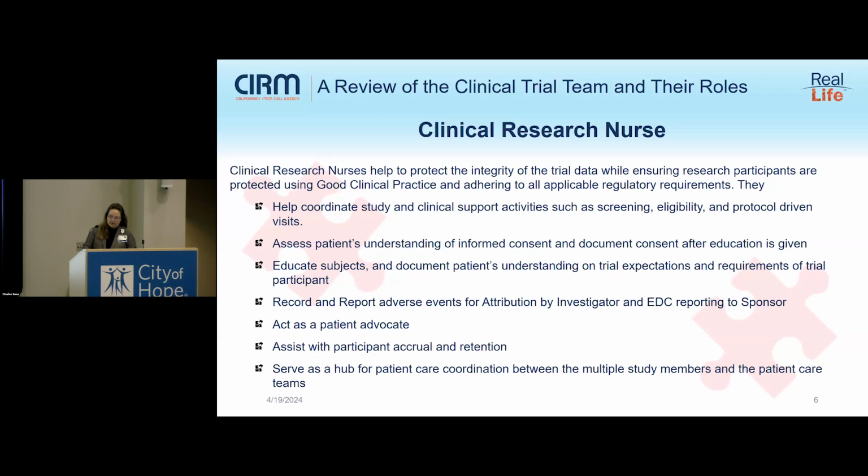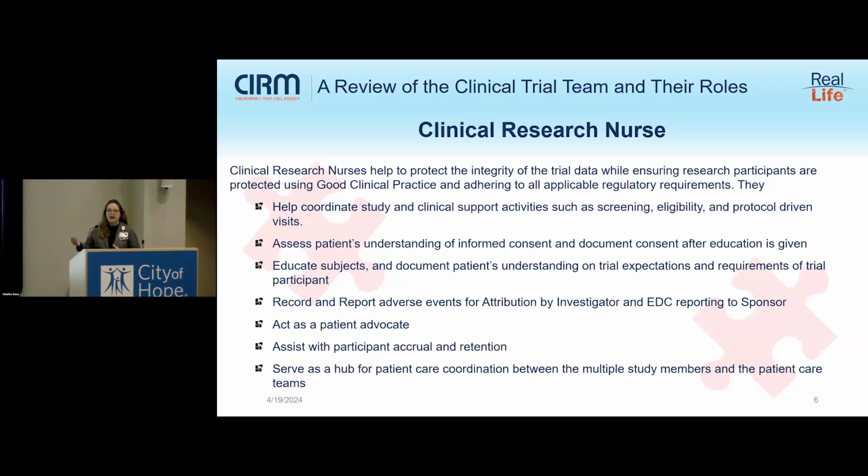We're also going to serve as a hub for patient care and coordination between multiple study members. I talked a few minutes ago about being a nexus. And so when there's a clinical research nurse on the trial, oftentimes that's the person that people call.